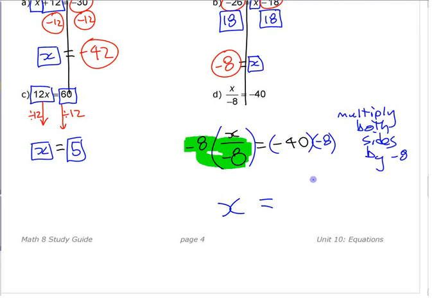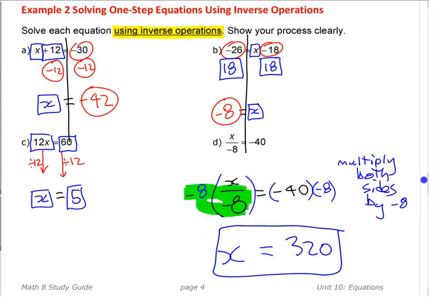What do you have on the right side? You have a big number, don't you? Negative 40 times negative 8? What is that? 320. That's the solution to that equation. This is what this means, inverse operations. Okay?